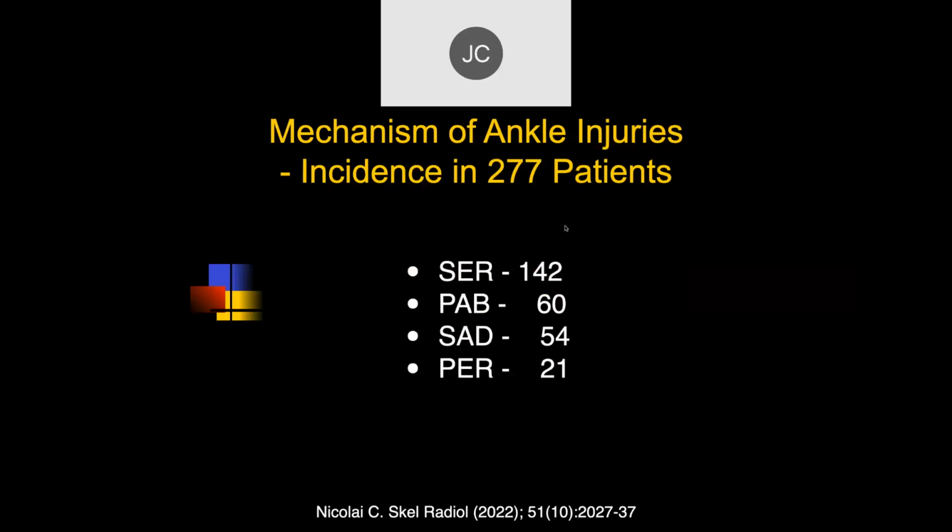So in terms of incidence, this is a paper in Skeletal Radiology where they looked at 277 patients who came in. By far the most common was SER, which is also what we see: tear of the anterior talofibular ligament, the fibulocalcaneal ligament, and the deep deltoid. And then you can have associated injuries of the talar dome and other bones, depending upon the severity of the force. And then the PAB and the SAD were similar, and the PER is the least common.